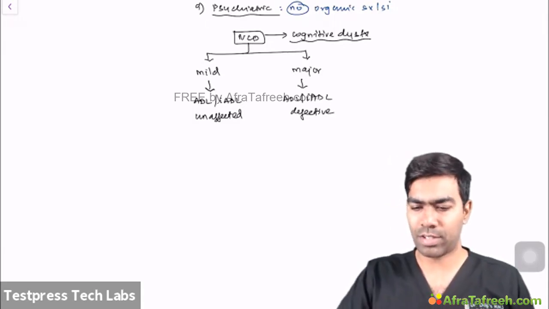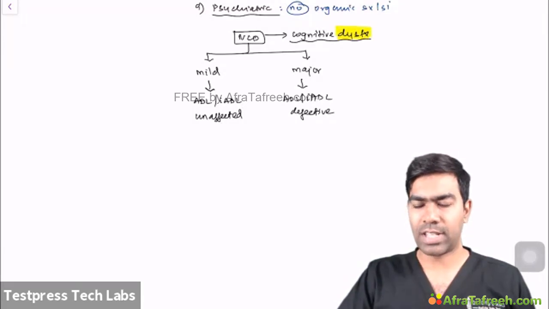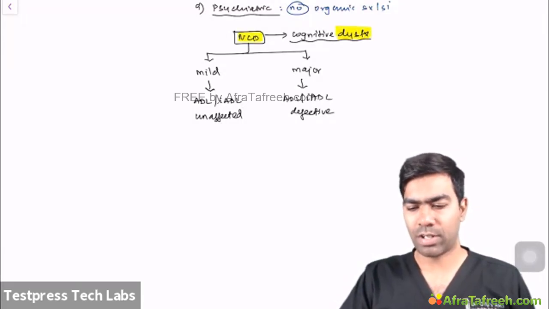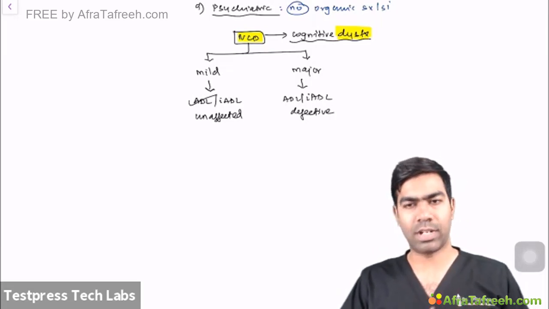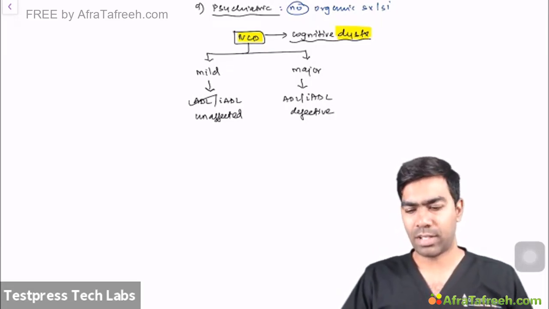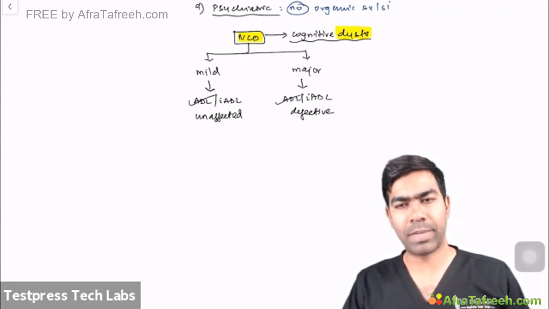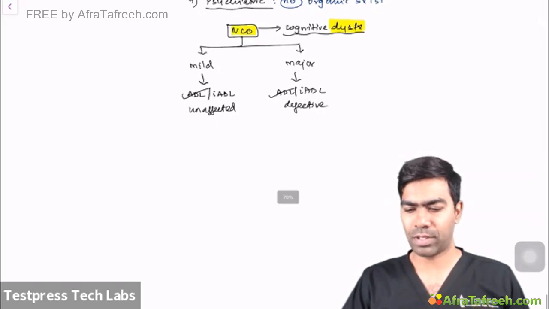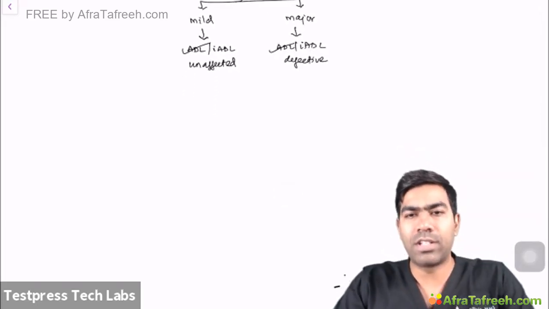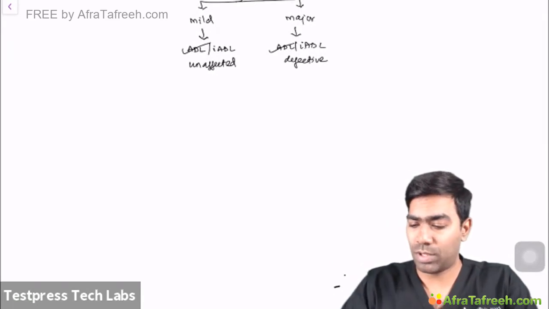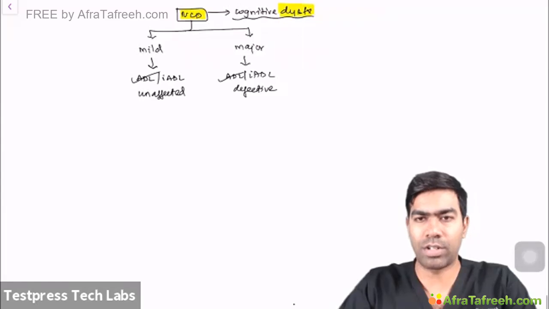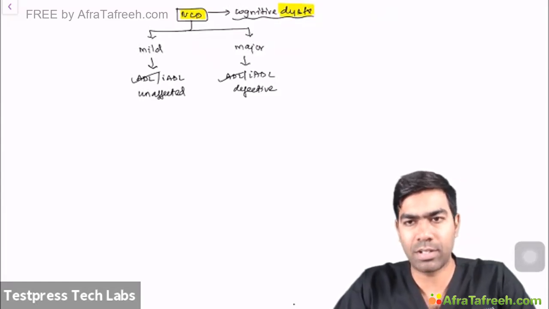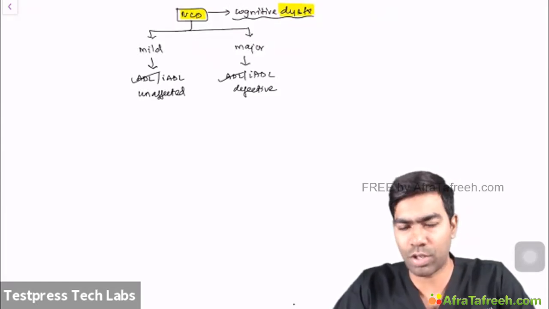So any cognitive dysfunction, if it's there, will be called a neurocognitive disorder. Despite having a cognitive dysfunction, if they're able to do their day-to-day life in a good way, unaffected, then it will be a mild neurocognitive disorder. If they are not able to do it, then it will be a major neurocognitive disorder. That's all. Hereafter I'm not going to call it dementia. Hereafter I'm going to call it only neurocognitive disorders.